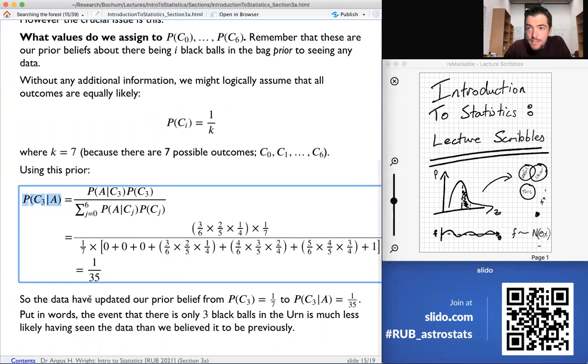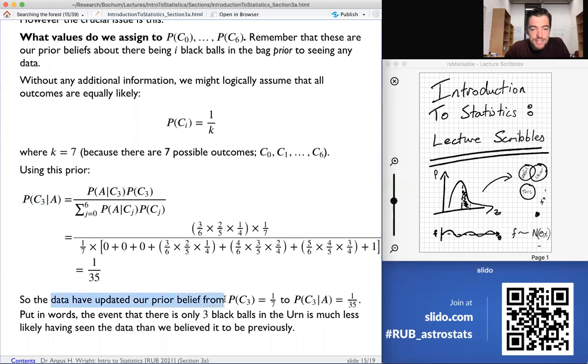So what that means is that the observation of the data has updated our prior belief from 1 in 7, there is a 1 in 7 chance that there is truly 3 black balls in the urn, to being that there is a conditional probability of there being 3 black balls in the urn, given that we've observed 3 draws from the urn already, and they're all black, is 1 in 35.